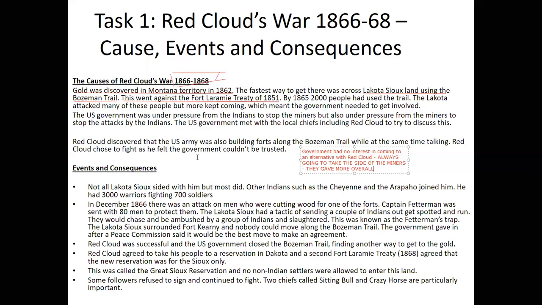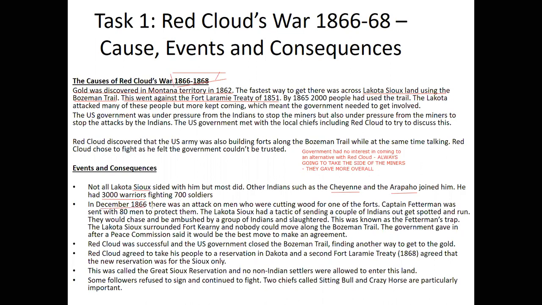Red Cloud had 3,000 warriors fighting 700 soldiers. So if anything, the Native Americans had the numbers. They had a lot more warriors fighting the US Army. So what needs to be understood here is that the Sioux, Cheyenne, and Arapaho were all fighting against the government. Now, why would the Cheyenne and the Arapaho be getting involved? Possibly as a form of revenge against the Sand Creek Massacre.